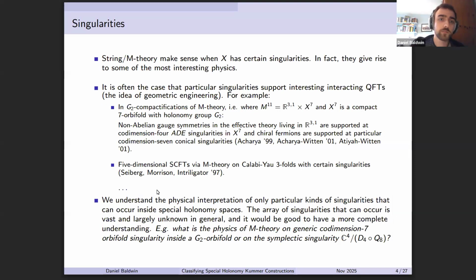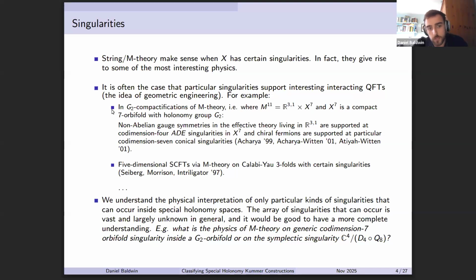Another interesting fact is that string theory and M theory make perfect sense when this compact space X has certain singularities. In fact, this typically gives rise to the most interesting physics. It's often the case that particular singularities inside special holonomy spaces support interesting interacting quantum field theories. This is the idea behind geometric engineering.